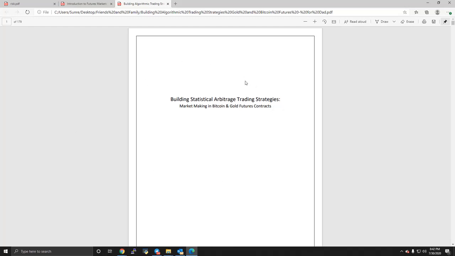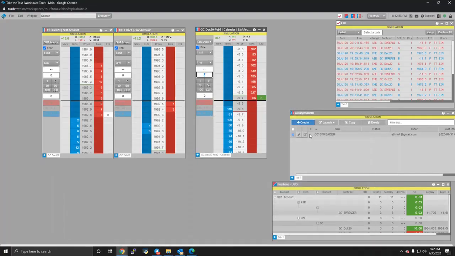This is the book. There's a course that goes with it, just like this one. But we will now demonstrate briefly what I'm talking about in terms of the basis trade.